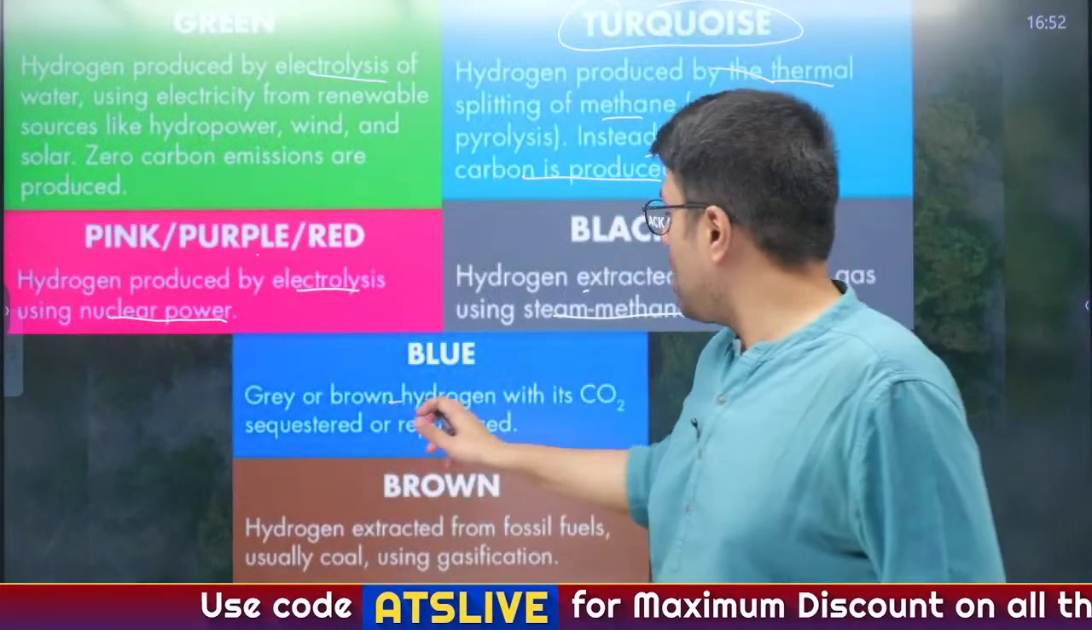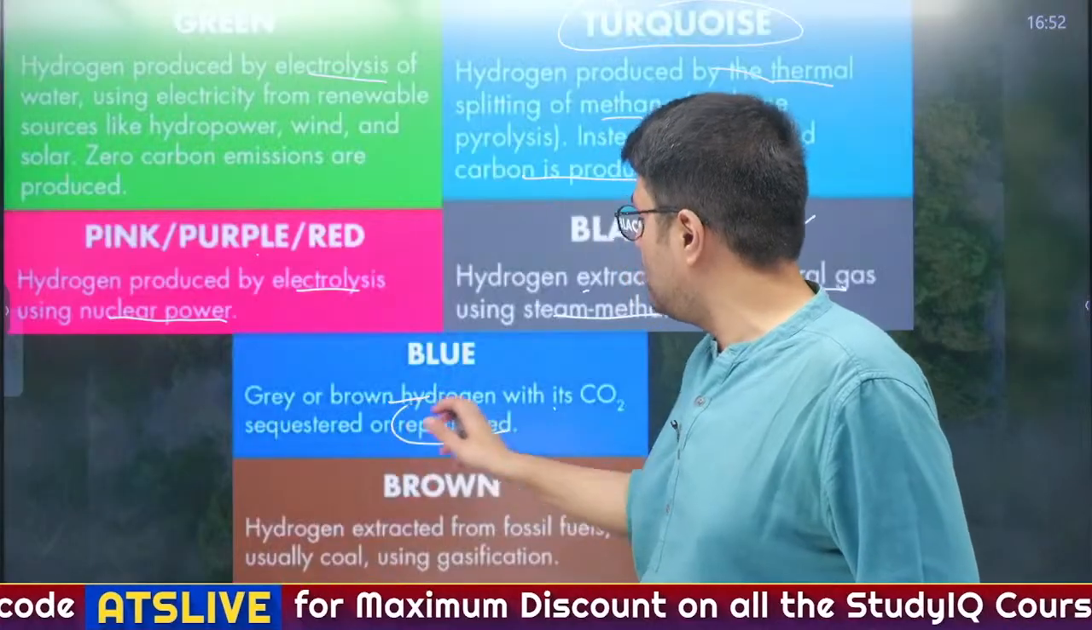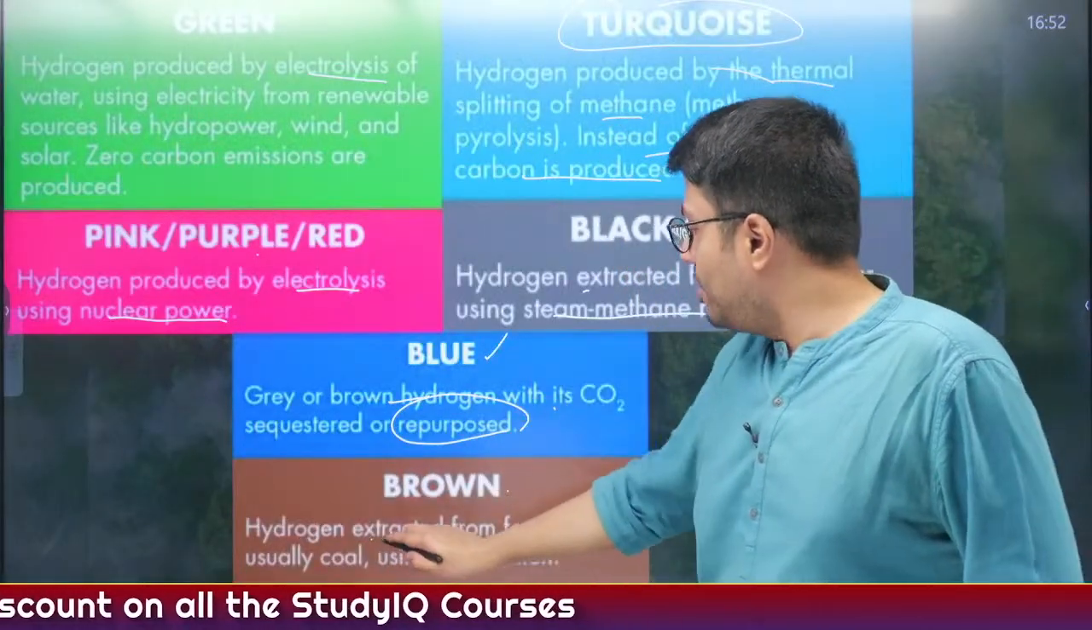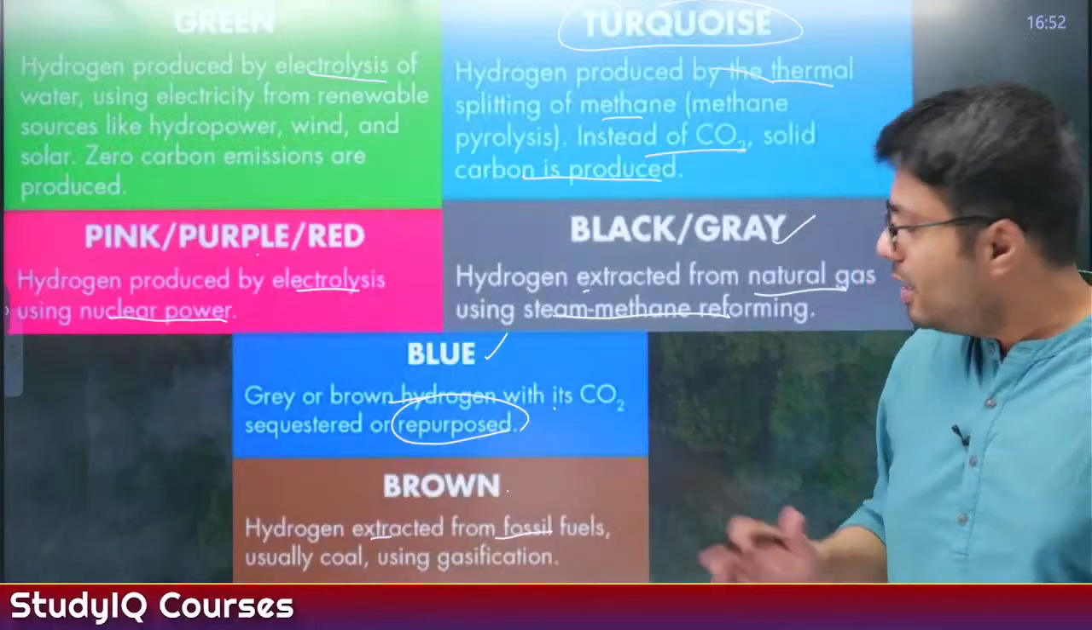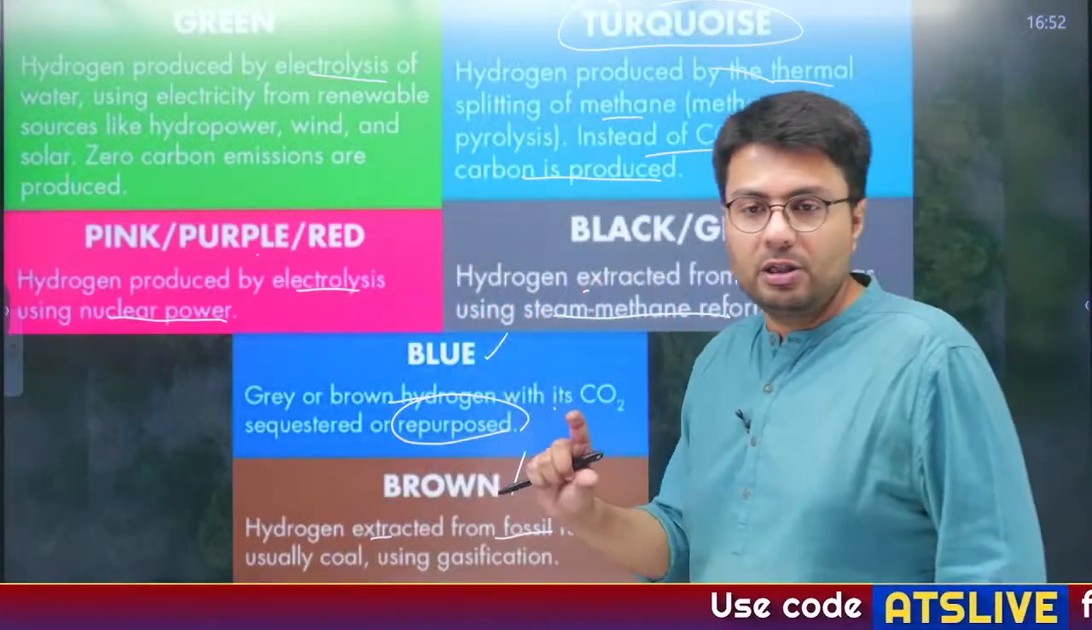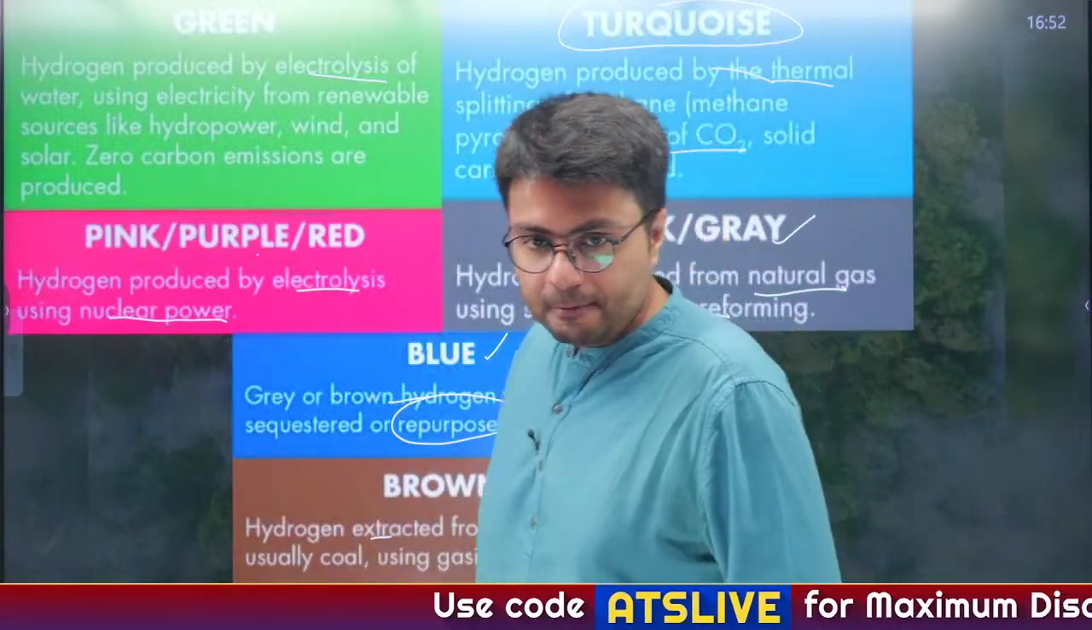Whereas grey hydrogen with CO2 sequestered or repurposed is called blue hydrogen, whereas hydrogen extracted from fossil fuels is called brown hydrogen. So, please remember these terms, they might be asked in questions in one way or the other. Okay.